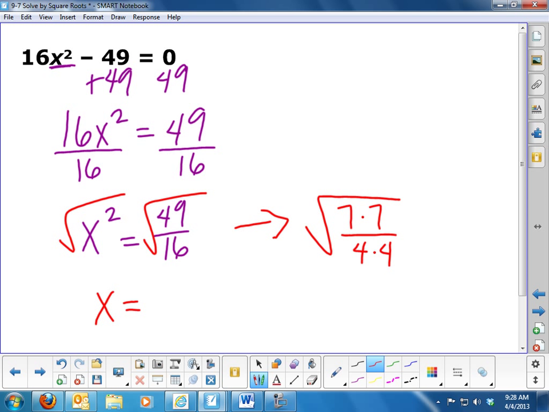Well, the square root of 7 times 7 is 7. The square root of 4 times 4 is 4. This reduces down beautifully to a nice fraction, 7/4. Now, I forgot something very important here.